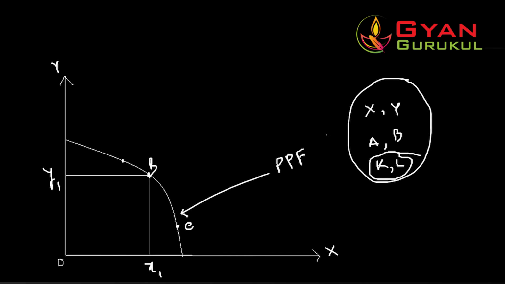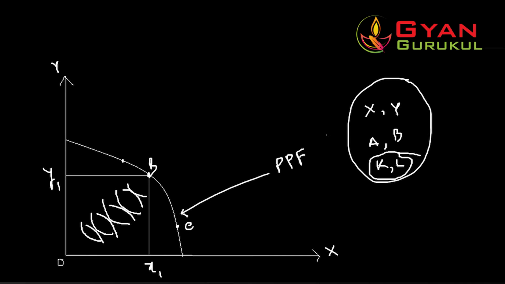Now here, first let's draw the indifference curves of consumer A. Let me draw them: 1, 2, 3, 4, 5. And now let me draw the indifference curves of consumer B. Let's say these are the indifference curves of consumer B.